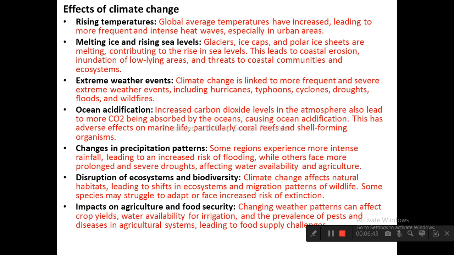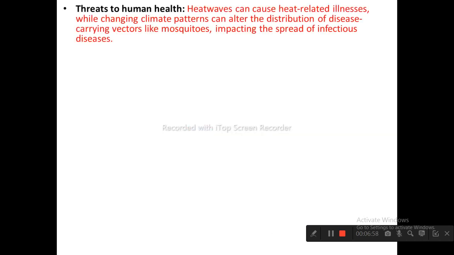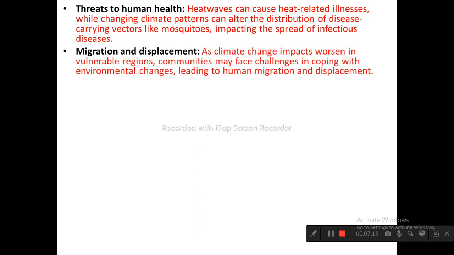Next one is impact on agriculture and food security. Changing weather patterns can affect crop yields, water availability for irrigation, and the prevalence of pests and diseases in agricultural system, leading to food supply challenges. Next one is threat to human health. Heat waves can cause heat-related illness, while changing climatic pattern can alter the distribution of disease-carrying vectors like mosquitoes, impacting the spread of infectious diseases.